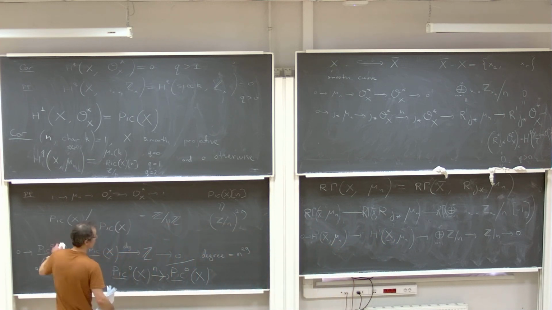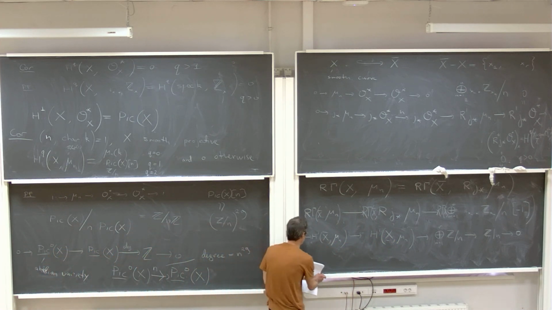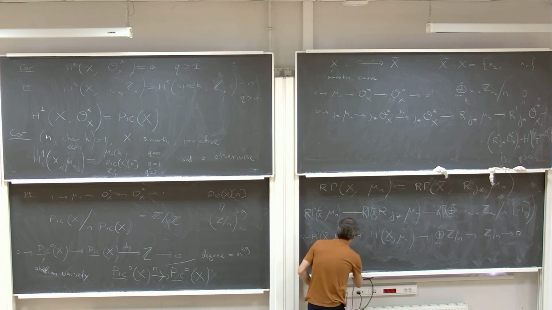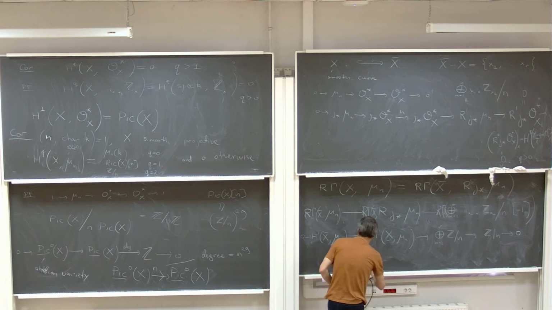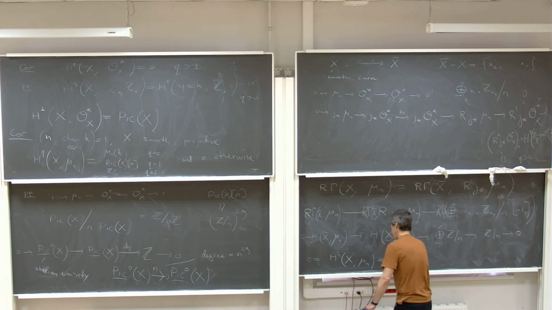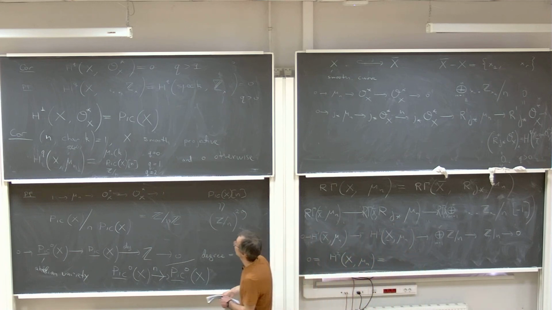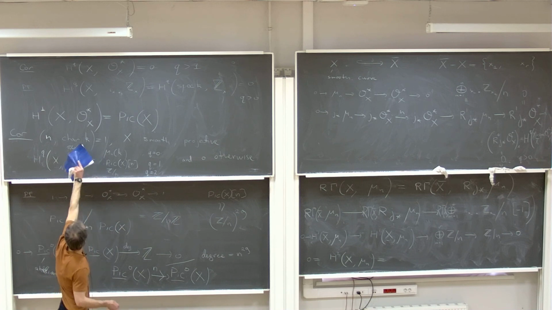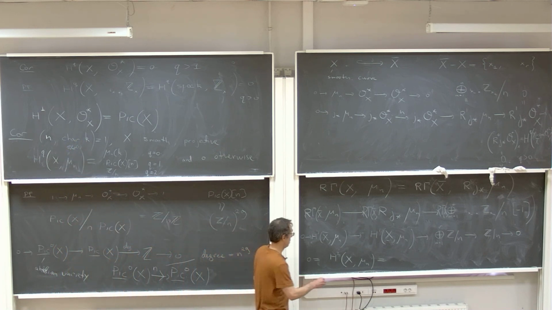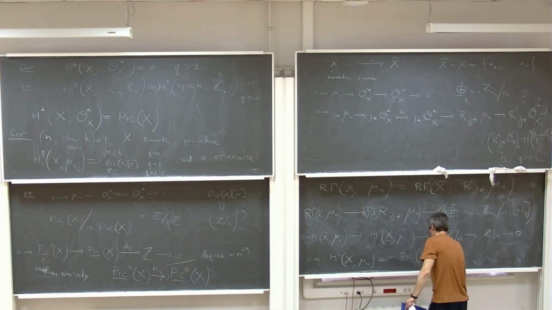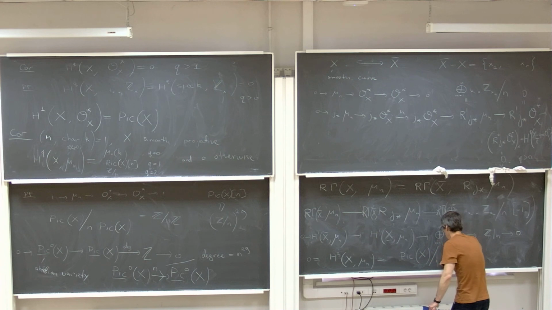So here is the reason why. Why is it 0? I need to know that H2 of X with coefficients in mu n is 0. That's what I need to know. And this is why, by the computation that we made here and the Kummer exact sequence, this is still Pic X modulo n Pic X.